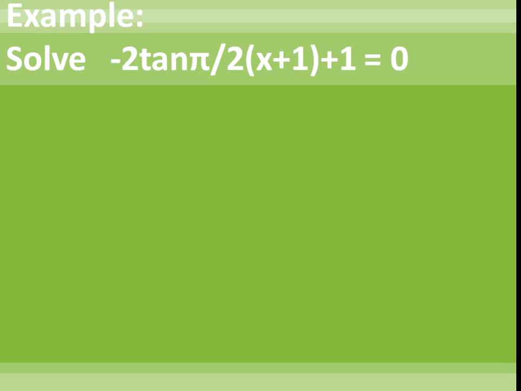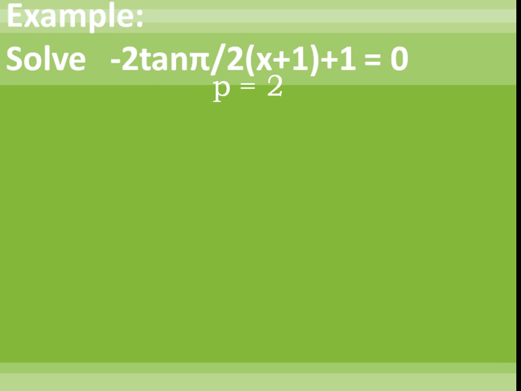We have our function, negative 2 tan of pi over 2 times (x plus 1), plus 1. And we want to find the 0 of the function. We want to know when that function will be equal to 0. So the first step that I always told you whenever we are solving a type of equation like this is to find your period. So your period would be 2 in this case.